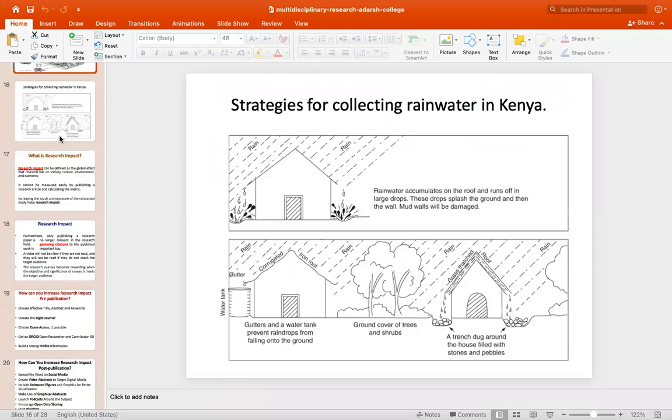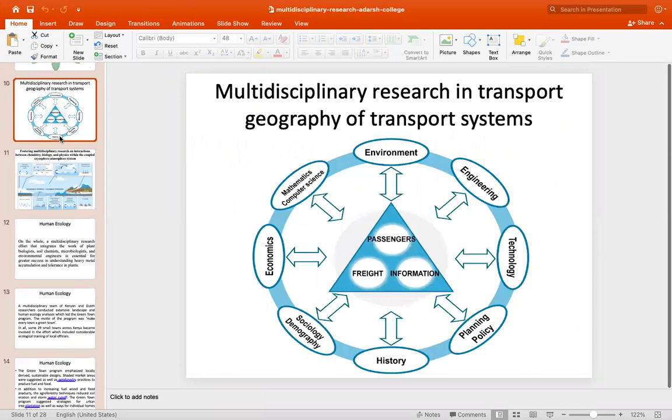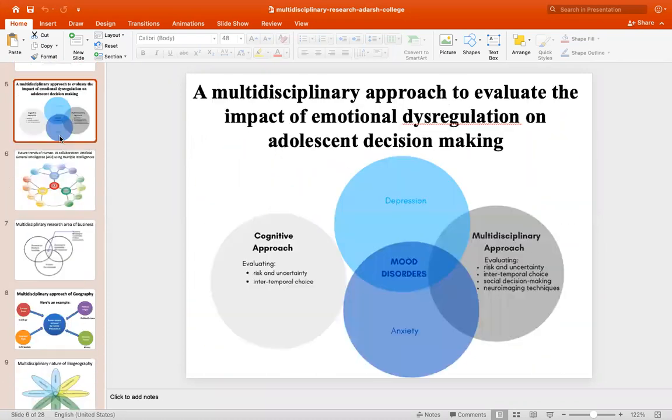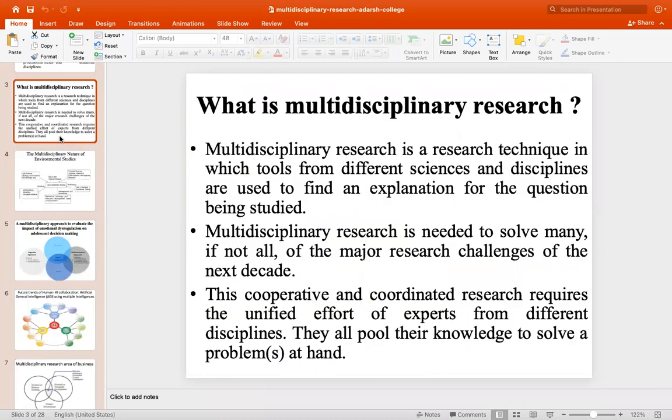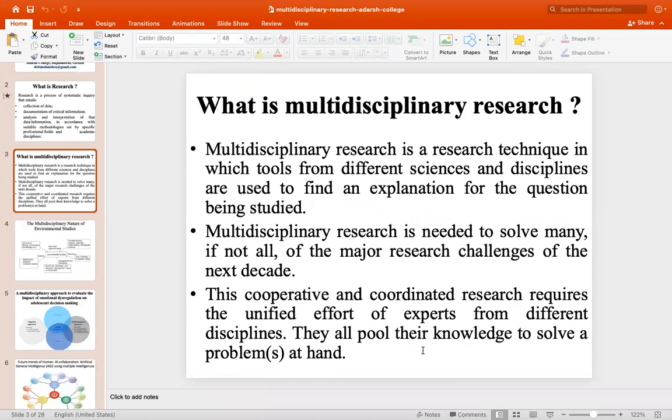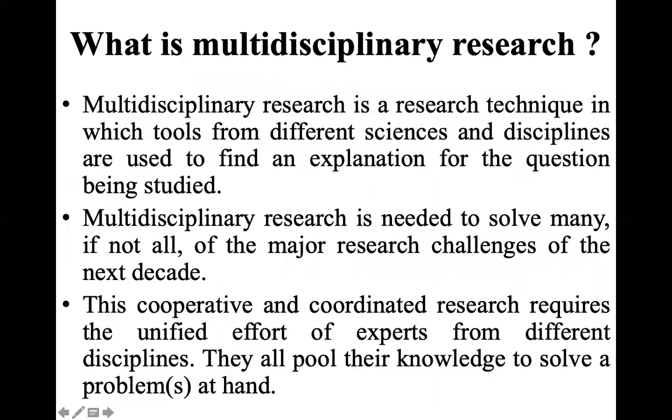So I define multidisciplinary research in this term. I hope that the slide you are able to see properly. So multidisciplinary research, when we speak about it, is a research technique in which tools from different sciences and disciplines are used to find an explanation for the question being studied. I will give you certain examples for it in the coming slides.